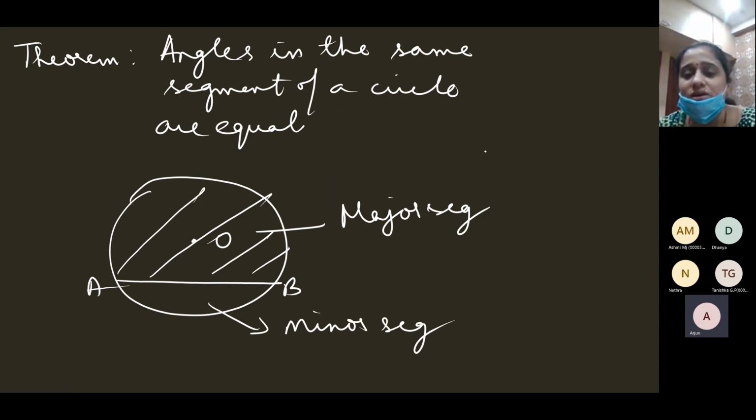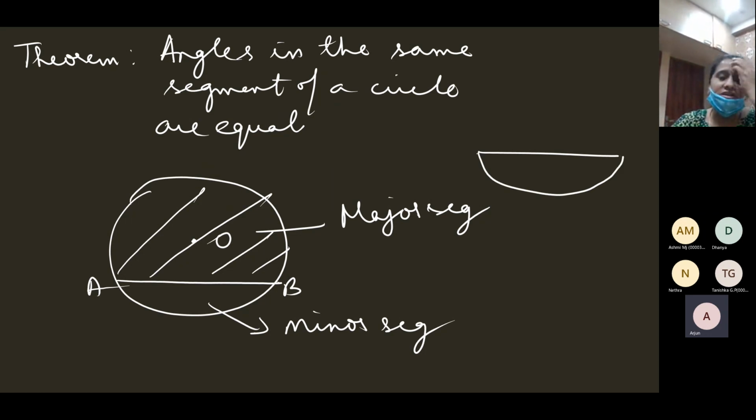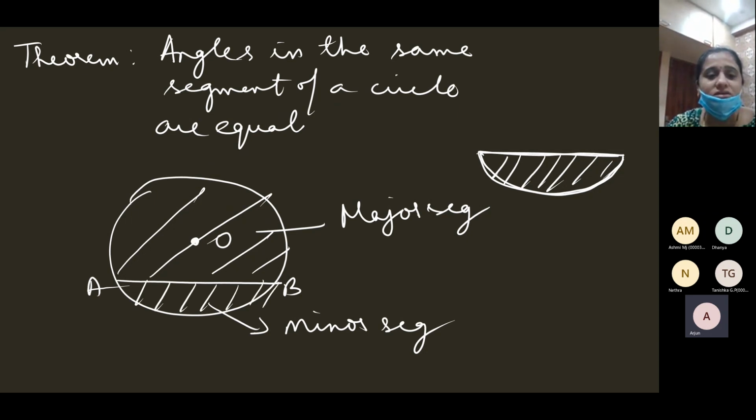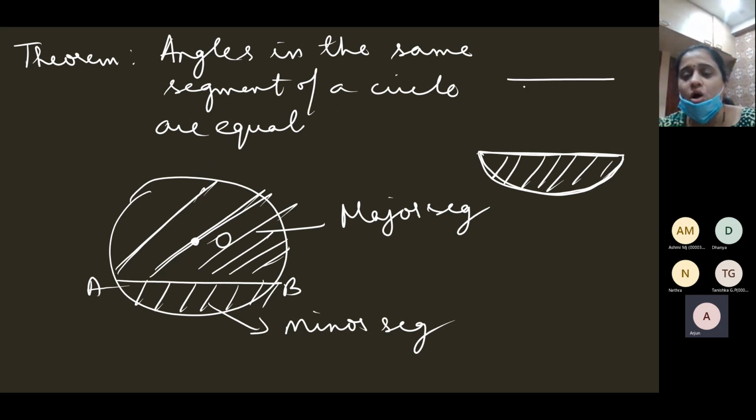A segment is a region of a circle bounded by a chord and an arc. If you see a region like this in the circle, it's a segment. If the segment contains the center of the circle, it's the major segment. If it does not have the center, it's a minor segment. So this one is the minor segment because the center is here. So this one is the major segment.